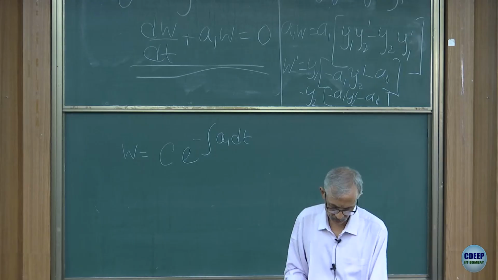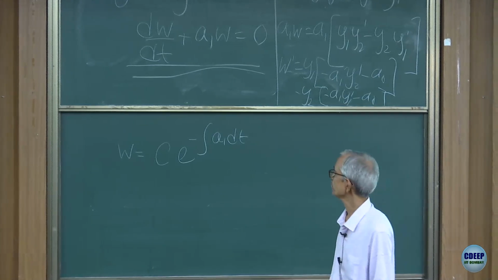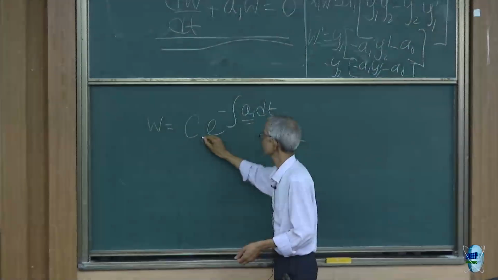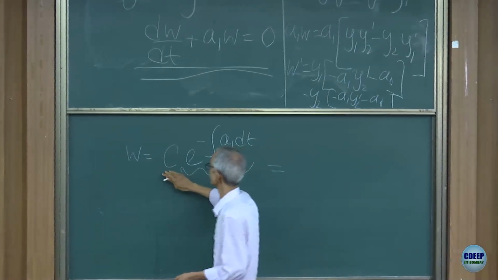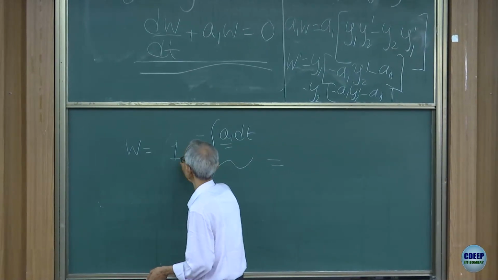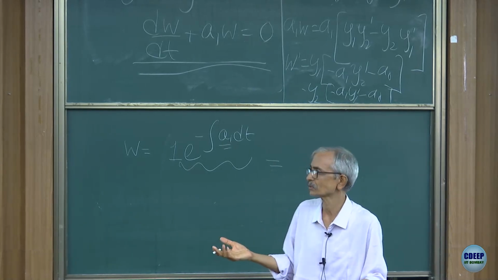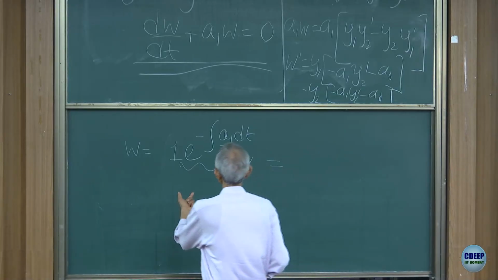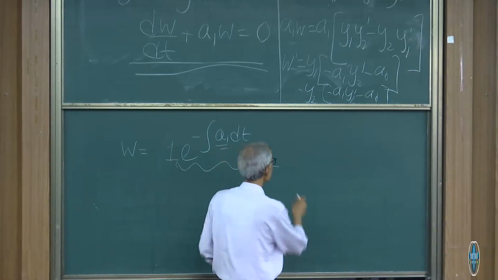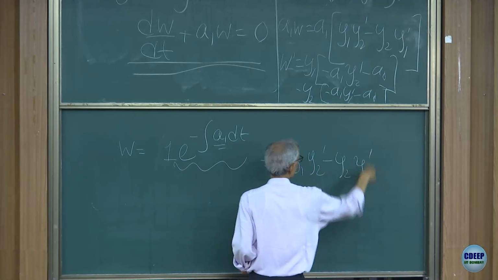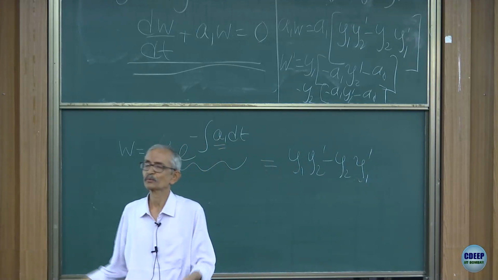Okay. So this is something we have seen earlier on, and if this is correct, then what's the advantage? The advantage is that this is known to me, so I can evaluate it. Let me just say that I'm going to keep this constant as 1 because later on I'm going to have to evaluate that constant anyway. So if I take this constant equal to 1, then e to the power of minus integral a1 dt equals y1 y2 prime minus y2 y1 prime. Okay, what's the big deal?